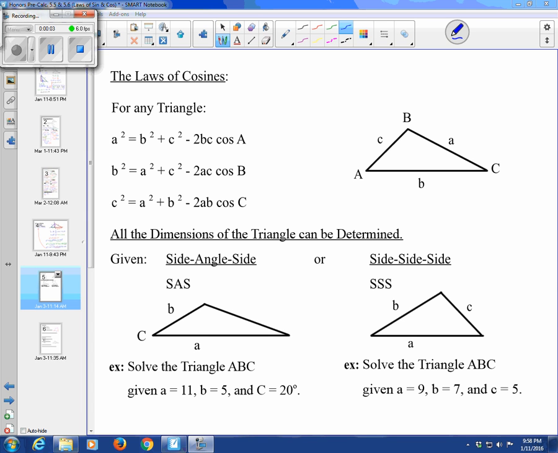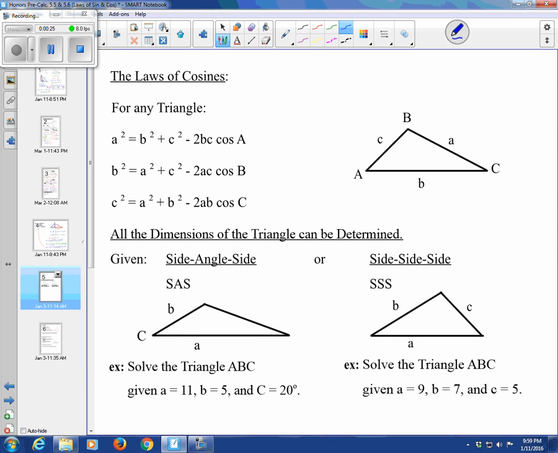All right, so here we're going to talk about using law of cosines. Again, law of cosines says that for any triangle, a side squared is going to be equal to the sum of the other two sides squared minus 2 times the other two sides times cosine of the opposite angle. And that's what law of cosines tells us.